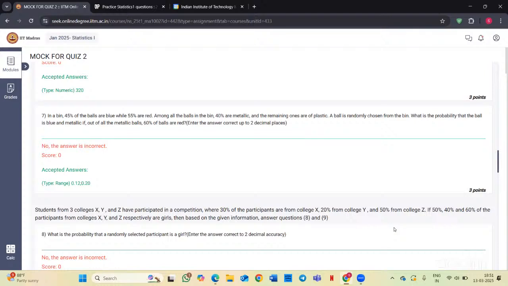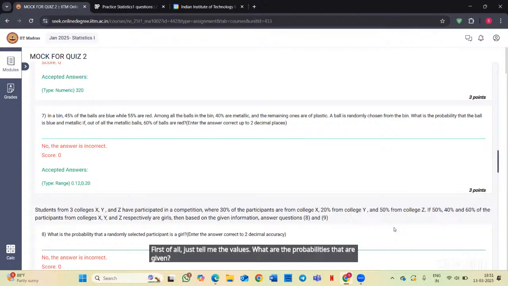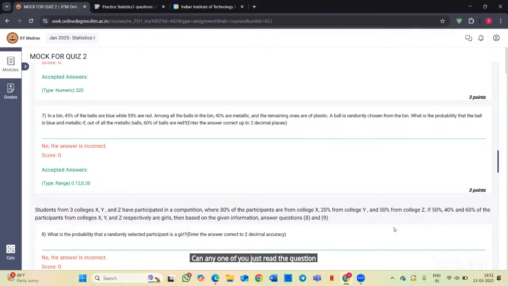First of all, just tell me the values. What are the probabilities that are given? Can any one of you read the question once again? Read the question very carefully and let me know the probabilities.